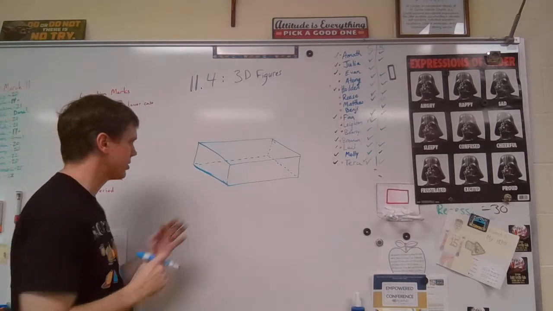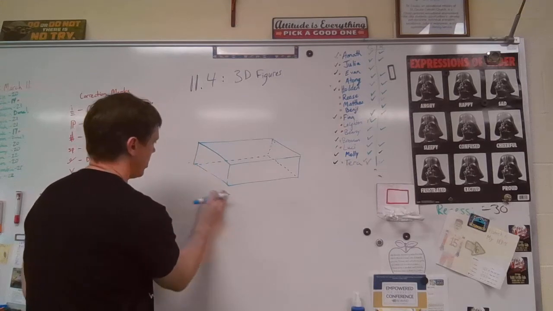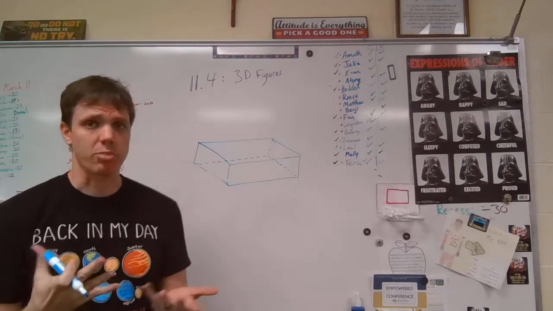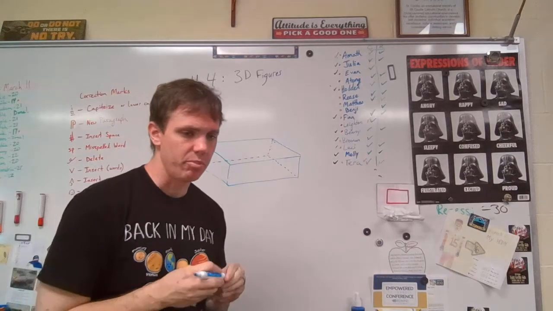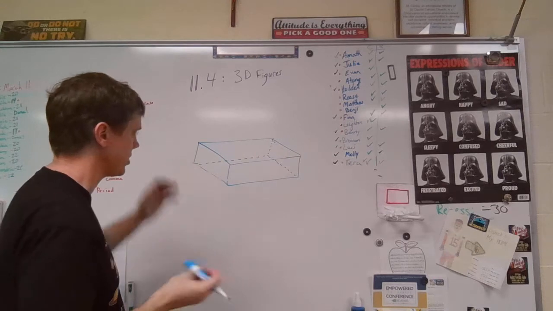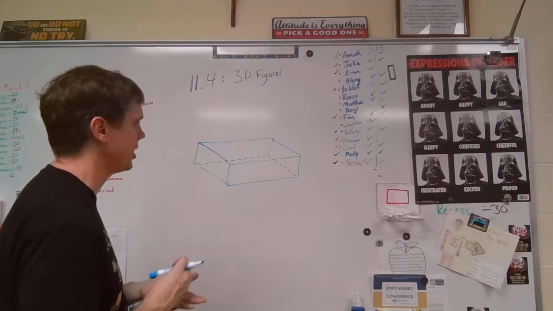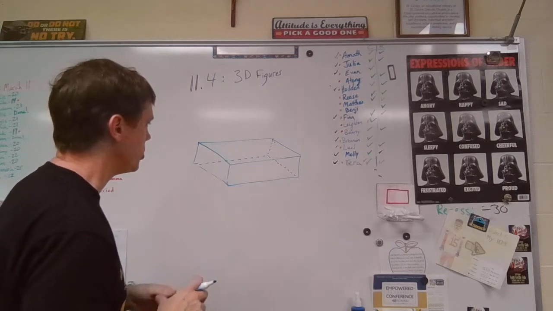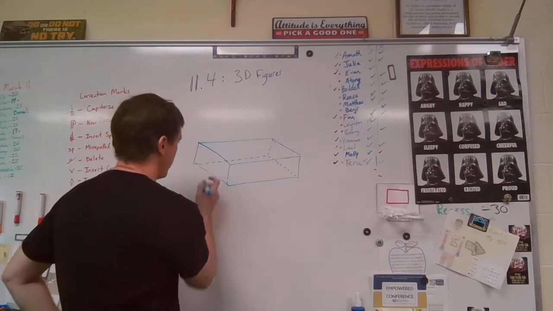So here we have a box. This would be considered a prism, right? It's a rectangular prism. Because when you're dealing with rectangles and squares, it doesn't always matter what you choose to use as your base, because the sides aren't going to all be the same length anyway.